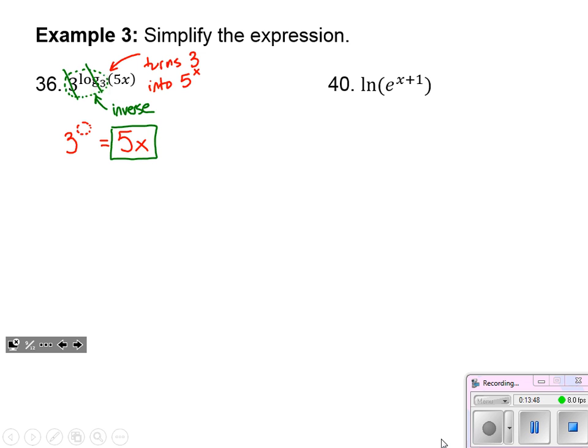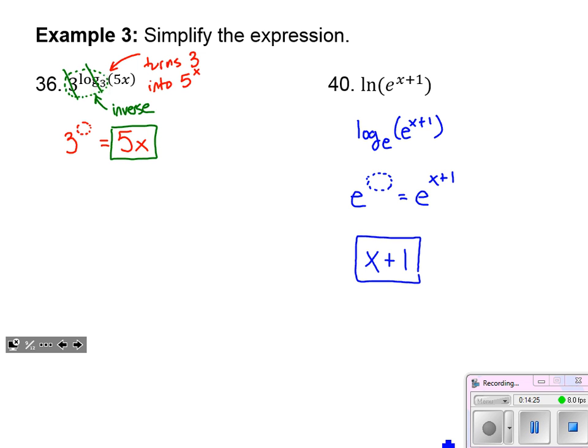All right, let's take a look at number 40. So I've got the natural log of e to the x plus 1. Well, that's like saying log base e of e to the x plus 1 power. All right, so now I'm thinking this is representing the perfect exponent to stick on an e to turn it into e to the x plus 1. Oh, well, I should be able to look at this and understand what has to fill in this little dashed circle here. The simplified expression should just be x plus 1. That is the exponent I want to put on e.